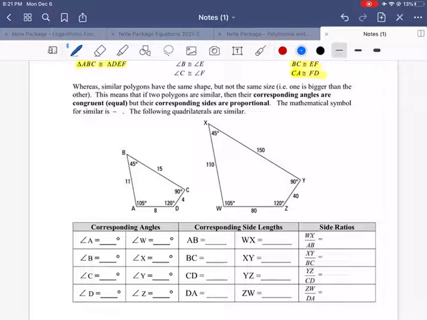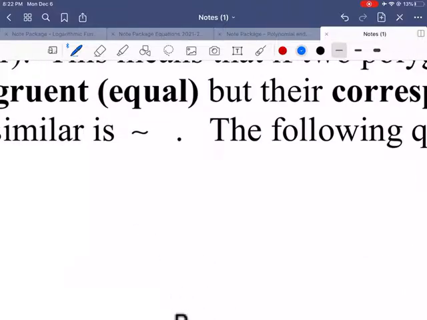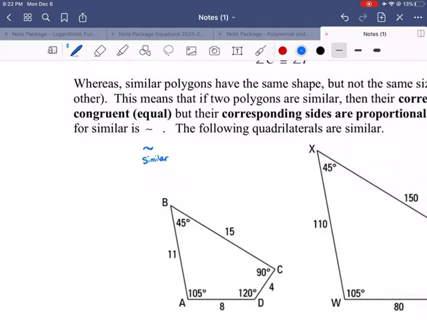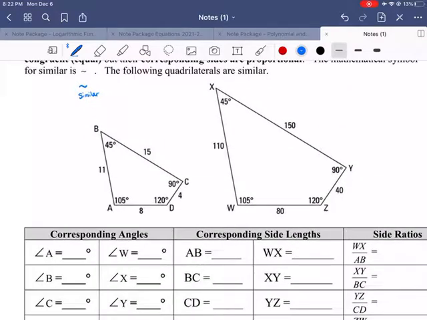Similar polygons have the same shape, but not the same size. So these are a little bit different. They're not congruent, but they're similar. So they have the same angles, but not the same side lengths. The mathematical symbol for similar is this little line here. And if I exaggerate it, it kind of looks like a little wave. Okay, so that means similar. So these two following quadrilaterals are indeed similar.